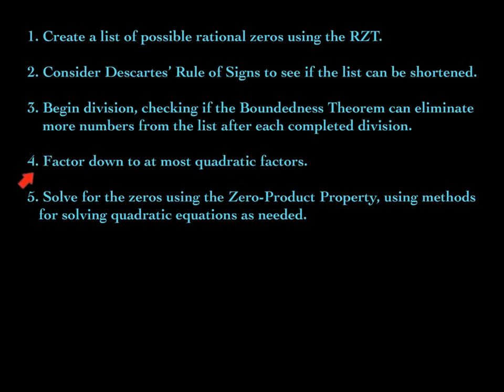You want to continue with the synthetic division and finding zeros until you factor down to at most quadratic factors. But once you're at quadratic factors, you can stop the synthetic division and you can solve for the zeros using the zero product property. Remember, that's where you set each factor equal to 0 and solve, using methods for solving quadratic equations as needed. Okay, so this is a great list to follow. All right, let's look at our last example.